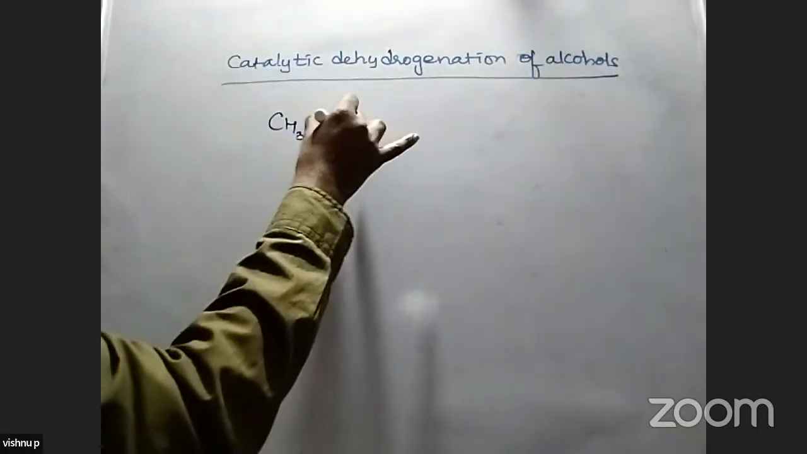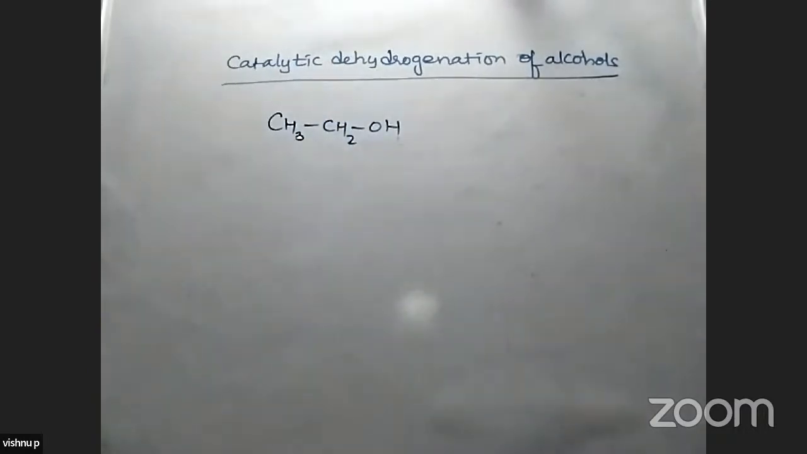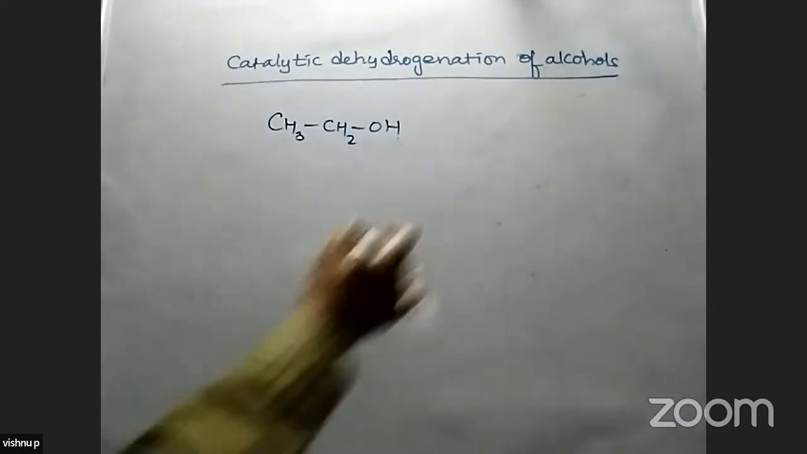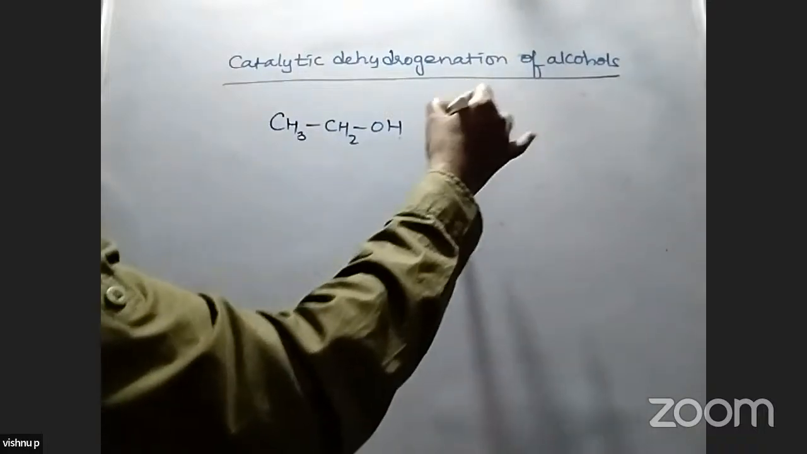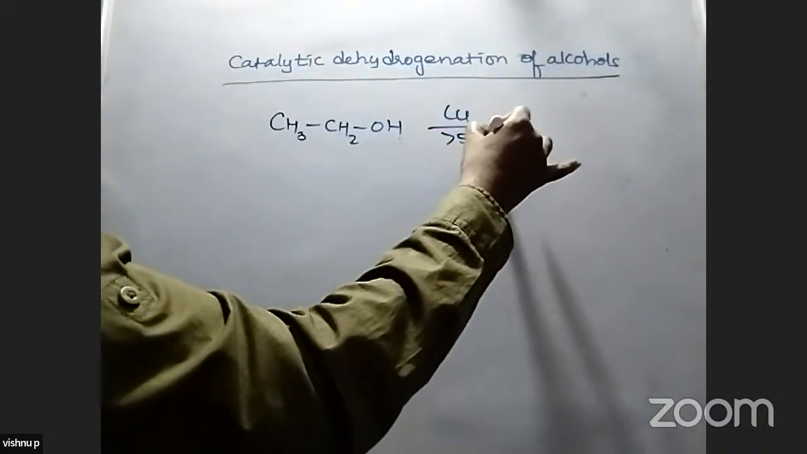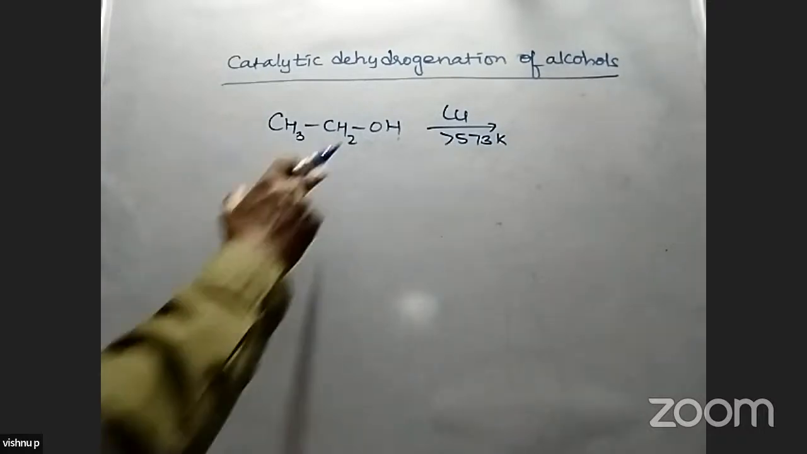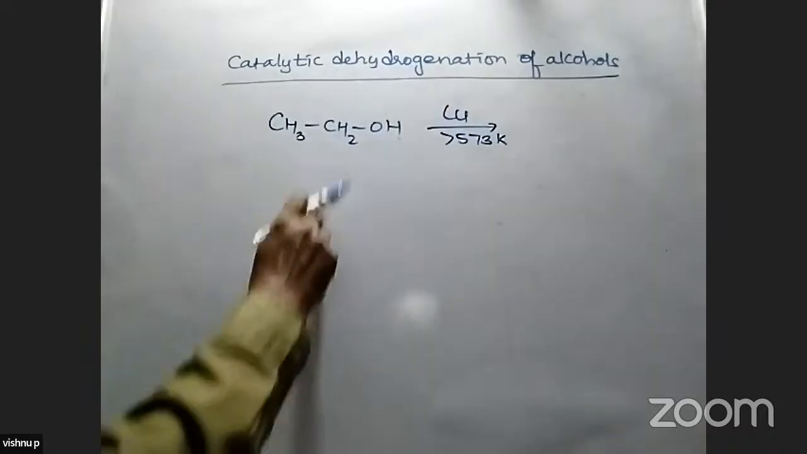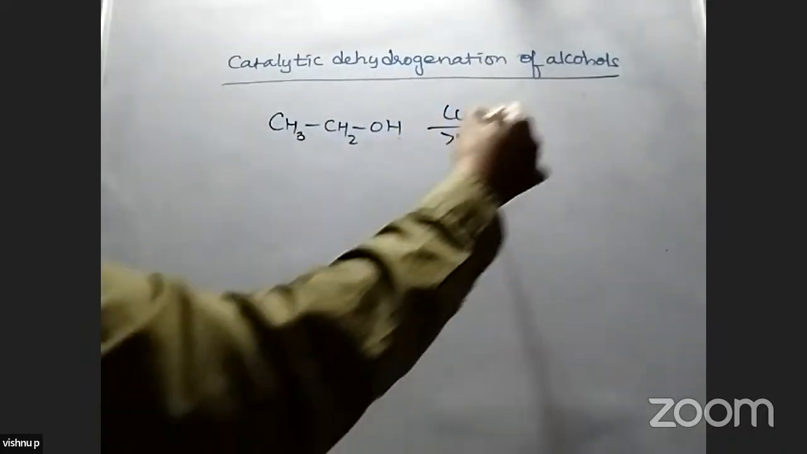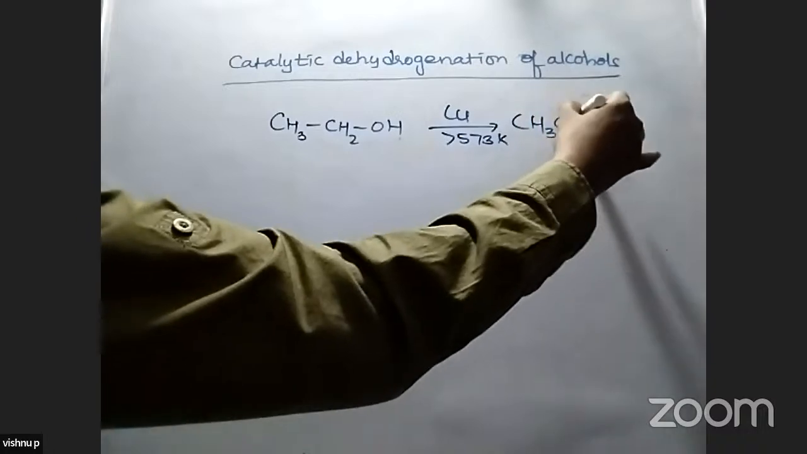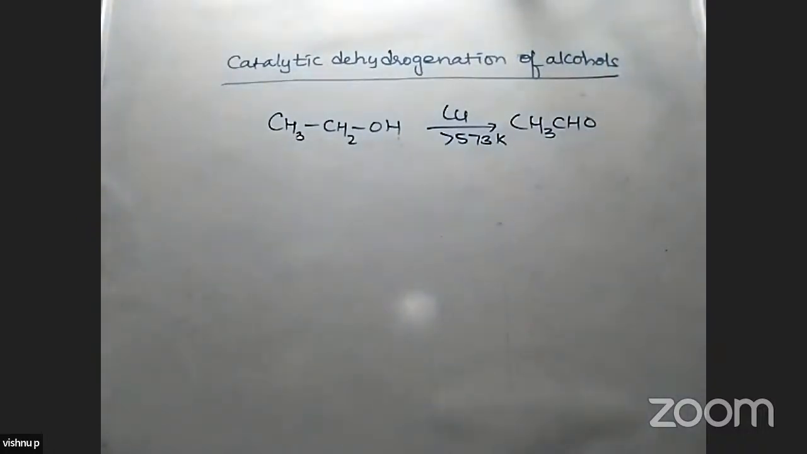Example, alcohol. This is ethyl alcohol, ethanol, a primary alcohol. When it is heated with copper powder at more than 573 Kelvin, what is the role of this copper? Copper, or we use silver also. This hydrogen is separated and absorbed by copper, that is, the hydrogen is removed by the catalyst. So the compound formed is CH3CHO only. So a primary alcohol in presence of copper in a dehydrogenation reaction forms an aldehyde.